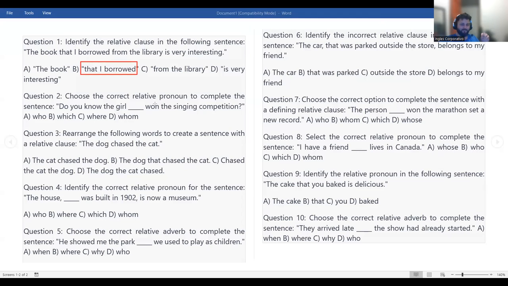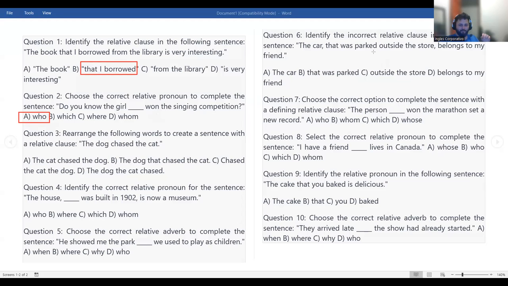Next up, we have Luis Carranza. Hello, Luis. Could you please tell me what the answer for number two is? Choose the correct relative pronoun to complete the sentence: Do you know the girl? For me, the answer is letter A, do you know the girl who won the singing competition? Beautiful job, brother. Thank you very much. That is correct.